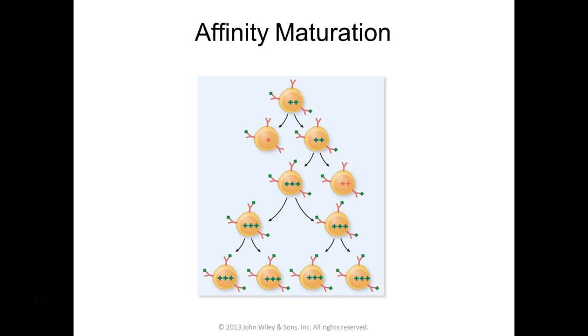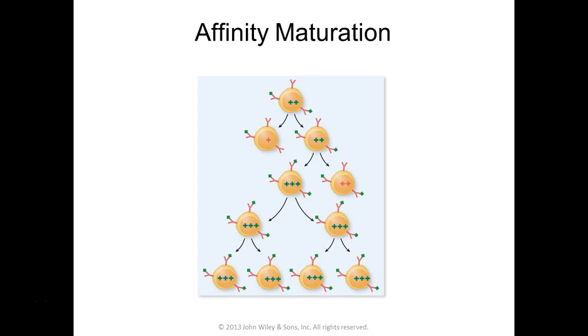So here, this is a diagram I borrowed from someplace else. It's not in your book. The pluses here on the B cell indicate how strong the binding is. So this is a good binding. This is a 2+ binding.